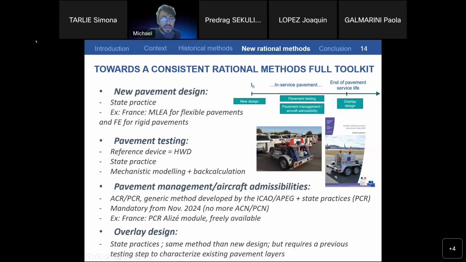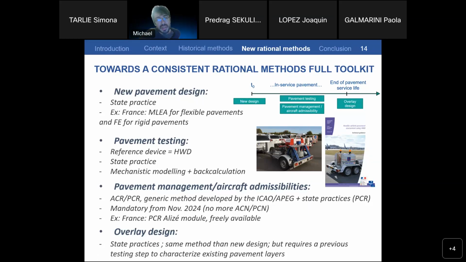So as Simona explained it, it will be mandatory from November 2024. And at this stage, you will have no more ACN, PCN. So you need to prepare for it. And you'll have software to calculate, of course, your PCR. For instance, you have the PCR ALIZE module, which is a specific module from the French software for pavement design. And this module will be freely available on the STAC website.